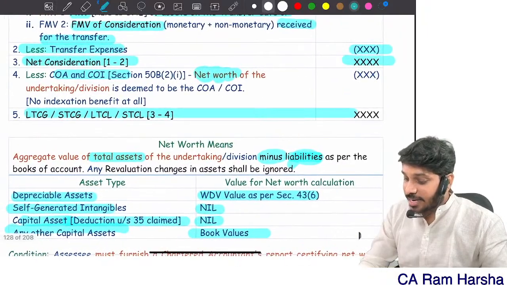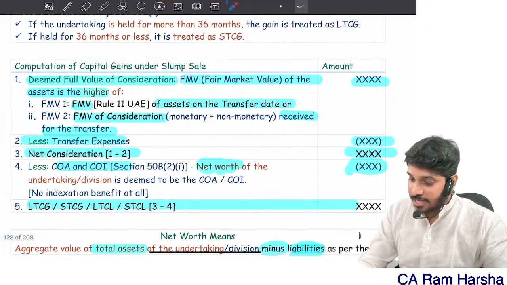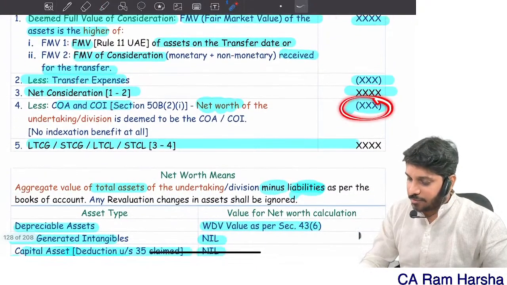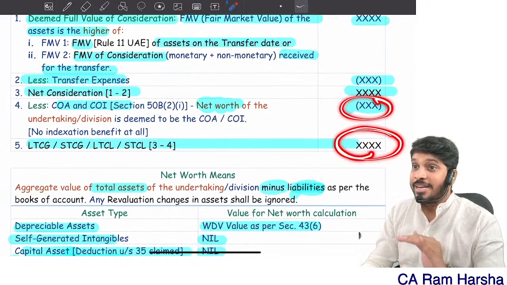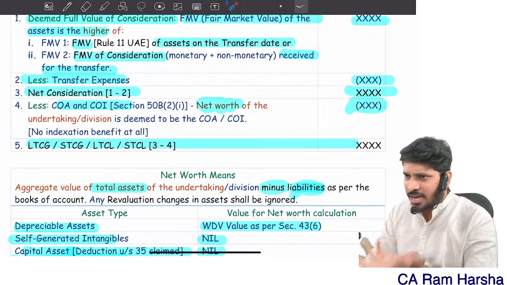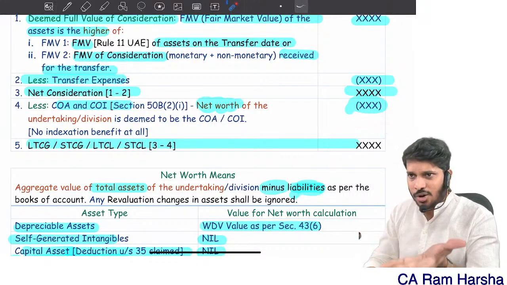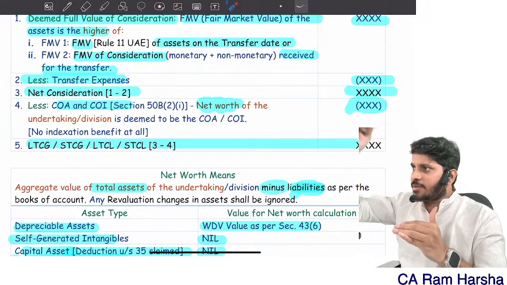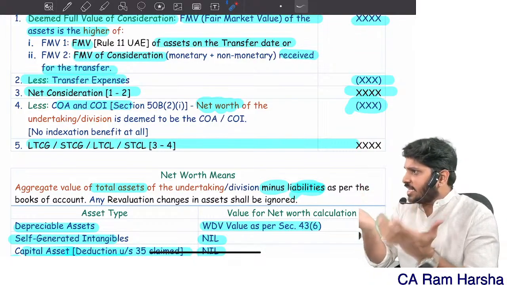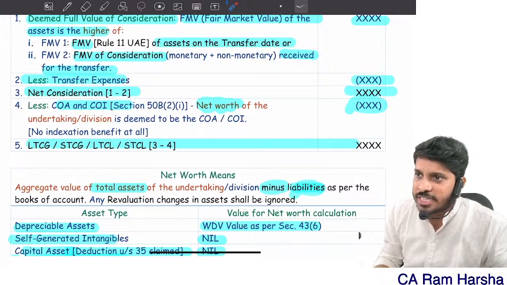That net worth is taken as the cost of acquisition and cost of improvement. Now you see, sale value minus cost of acquisition is equal to capital gain. Actually, slump sale is nothing but goodwill taxation. Whatever goodwill you are getting in accounting, any amount I am receiving beyond my net worth, beyond my net asset value, is treated as goodwill. This is a goodwill taxation provision, section 50B.